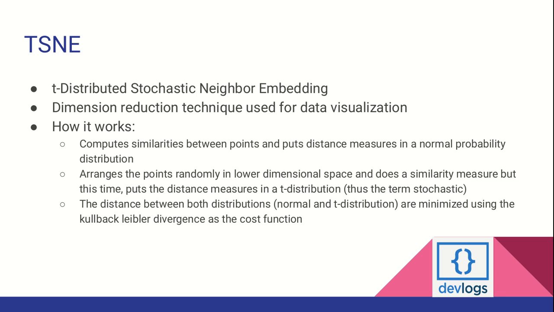And it puts the data points in random order in 2-dimensional space and does the same thing, meaning it gets the similarity measures for each data point against each other, but this time puts it in a t-distribution as opposed to a Gaussian distribution. And similar to the first step, it creates a similarity matrix, and given these two distributions, it then minimizes the distances between these two distributions using backpropagation and the KL divergence as the cost function.